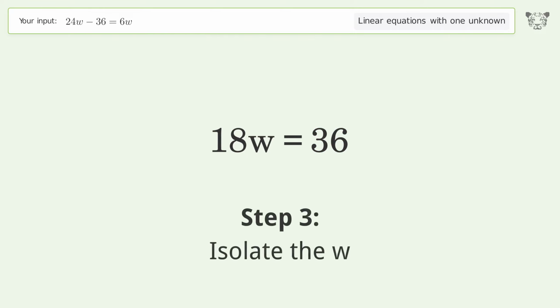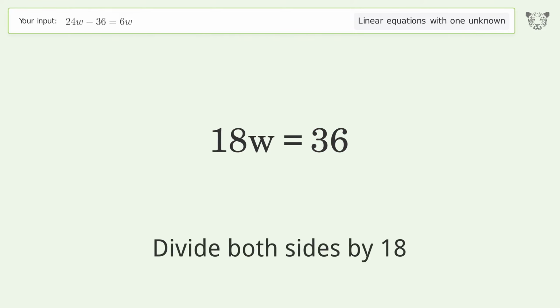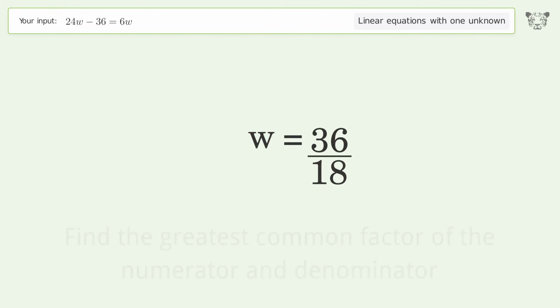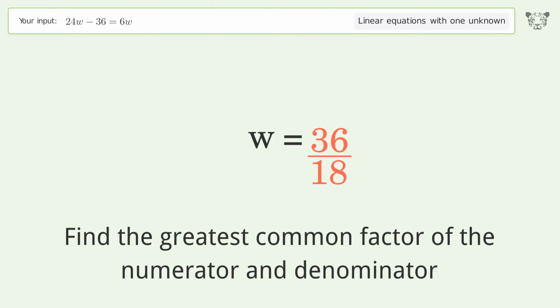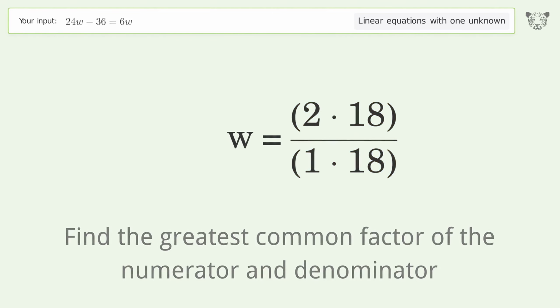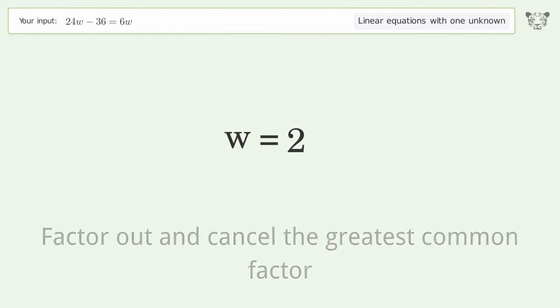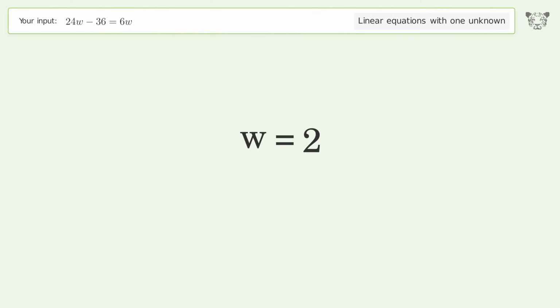Isolate the w. Divide both sides by 18. Simplify the fraction. Find the greatest common factor of the numerator and denominator. Factor out and cancel the greatest common factor. And so the final result is w equals 2.